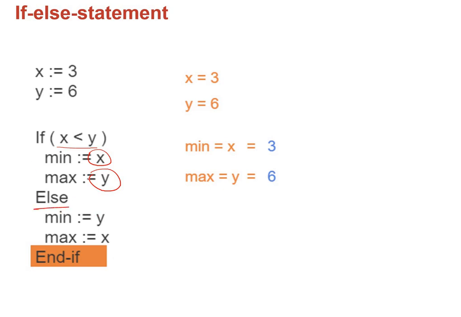So else, if that's not the case, y would be the minimum number and x would be the max, right? So in this case, you get min as x. The algorithm goes in and checks the condition. This condition is true, so it basically assigns minimum to x and max to y, and those are the values that are returned.